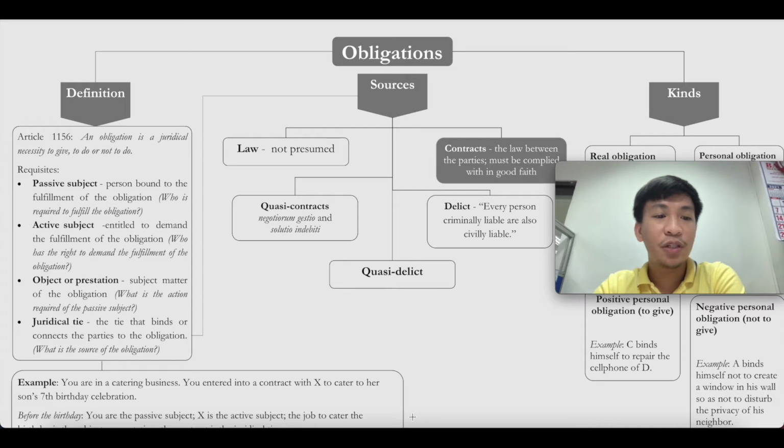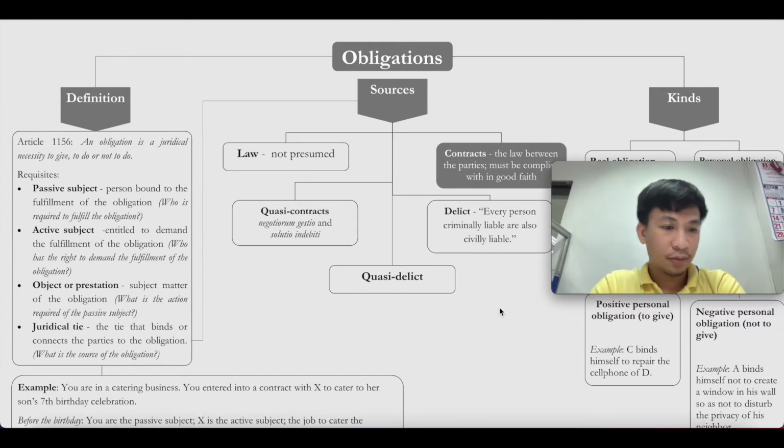So, object or prestation, ano yung subject matter ng obligation? Now, again, we're referring to action, not the thing. So, in this case, the object or prestation of the obligation is to give the laptop. To give. Hindi yung laptop but to give the laptop. Yung action of giving the laptop, yun ang obligation. Ayun yung object or prestation rather. And finally, juridical tie. Now, what is the basis or ano yung legal relationship namin when it comes to yung promise ko to give the laptop?